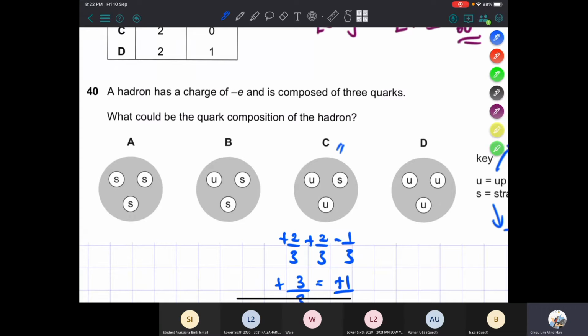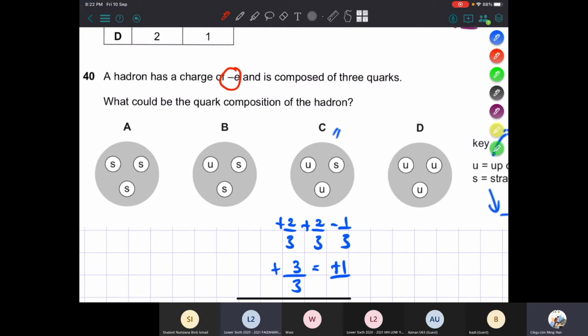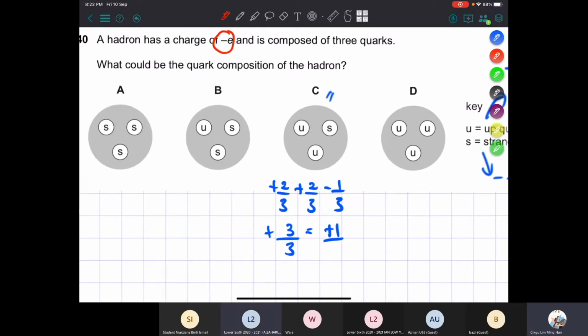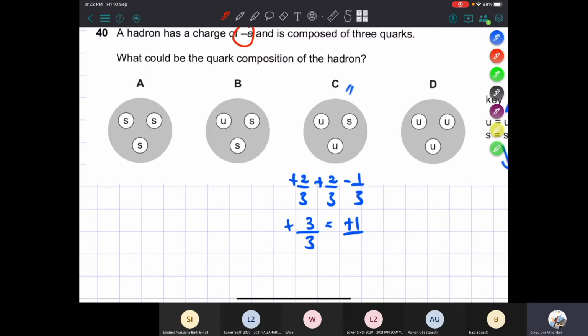It cannot be, Faiza, because it must be minus 1. So I thought the hadron is proton, neutron. So I thought earlier it was proton. Confused. Sorry. So it must be minus 1. D, sir, D.